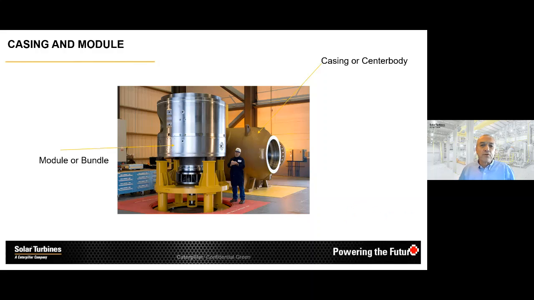You may remember on the first slide the purple and the orange part. The purple and the orange part is what you see here, typically referred to as a bundle. And this bundle can be introduced into the casing or center body in one piece. So that makes it very elegant if you have to restage the compressor. You can pull out this module in one piece. This picture also gives you an idea of how big these compressors can be.